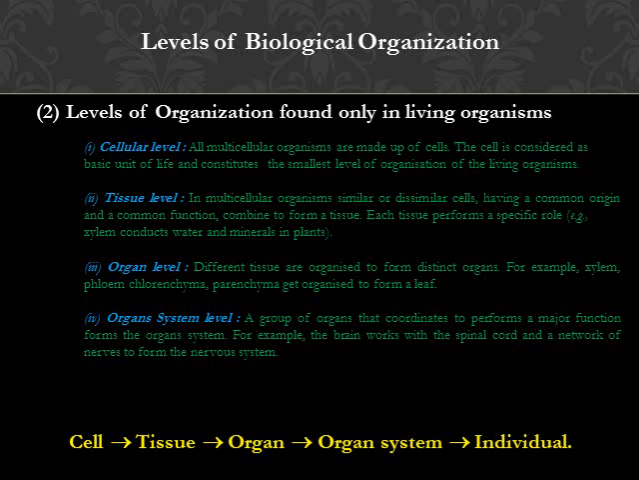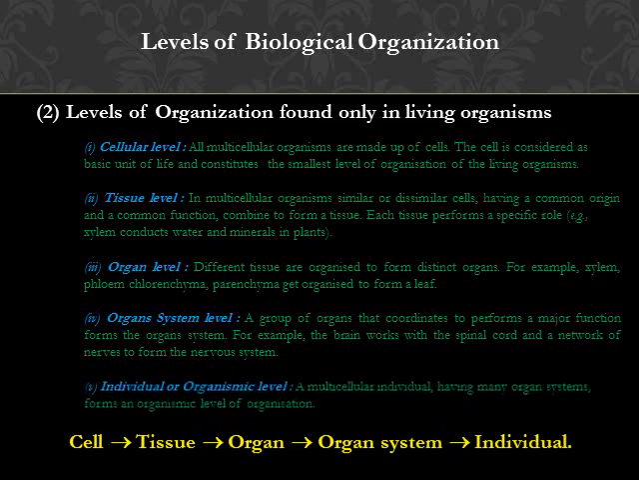So organ system, if I consider myself, I have so many organ systems. So organ systems are actually forming my body. So next level is the individual or the organismic level. A multicellular individual having many organ systems forms the organismic level of the organism, right? So that's the second level of organization which is found only in living organisms.